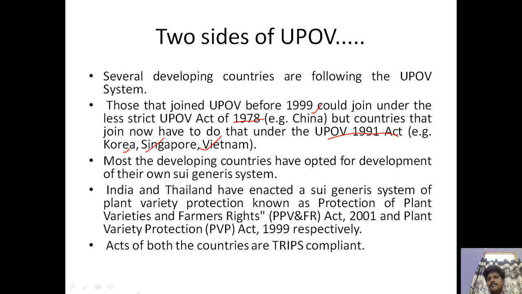So most of the developing countries have opted for development of their own sui generis system. So India and Thailand have enacted sui generis systems of plant varietal protection known as the PPVFR Act 2001 and the PVP Act 1999 respectively. So India has developed the PPVFR Act 2001. Similarly, Thailand has evolved the PVP Act 1999. The acts of both of these countries are TRIPS compliant. That means they satisfy the TRIPS conditions.